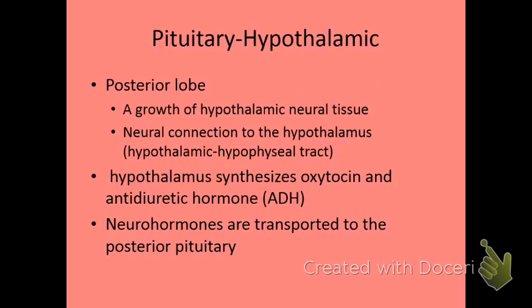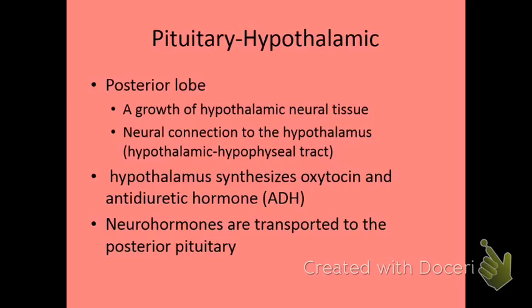The posterior lobe is the growth of the hypothalamus nerve tissue. It comes off the hypothalamus as an extension of it, a bulging of the hypothalamus into this area, and its basic thing is with the oxytocin and antidiuretic hormone, ADH. Those are the two main ones that I want you to remember for the posterior lobe of the pituitary.